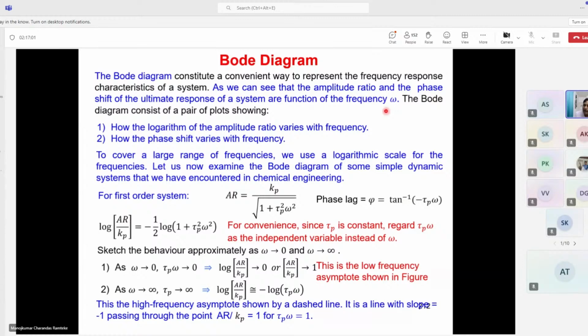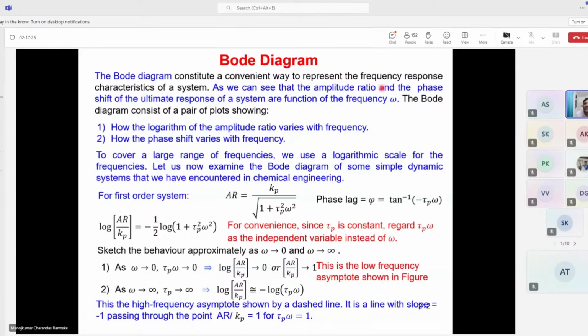That is plot number 1. And again, we are plotting the phase angle versus frequency. So both these plots we are plotting, and then we are trying to find out the stability of the control system based on these two plots. There is something called the Bode stability criterion, which we will look at in detail as we go ahead. So a Bode diagram constitutes a convenient way to represent the frequency response characteristics of a system.